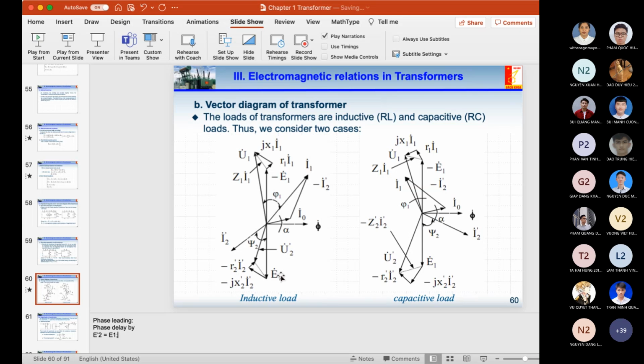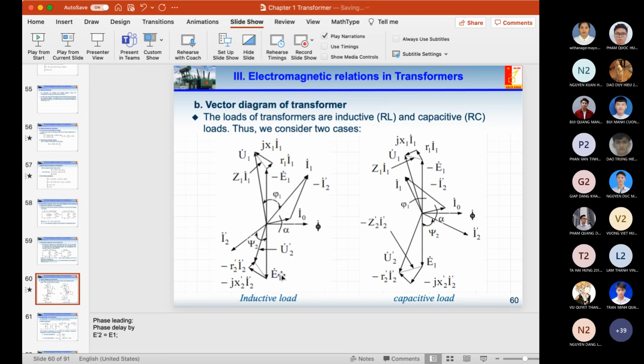Keep this in mind. Now we allow the secondary winding of the transformer to connect to the load, for example with the inductive load.